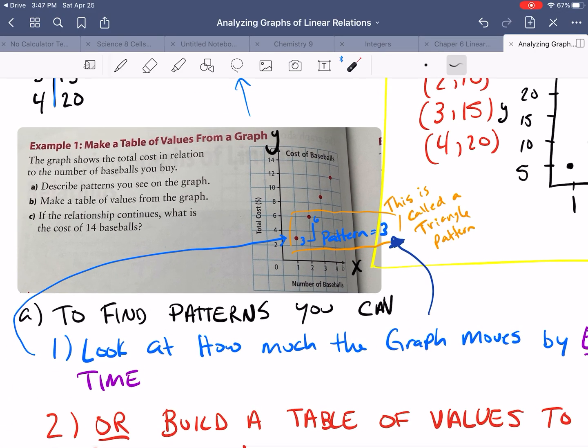The first question, A, says to describe the pattern that you see on this graph. The pattern is the most important thing that we're going to do in this unit.